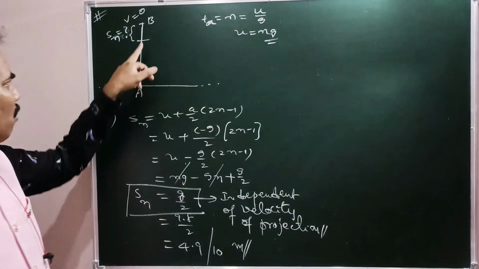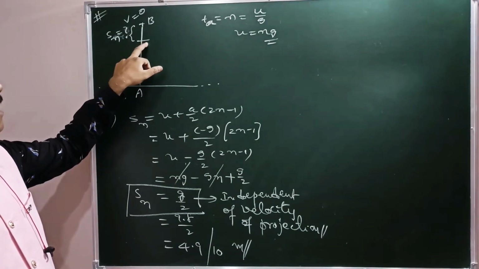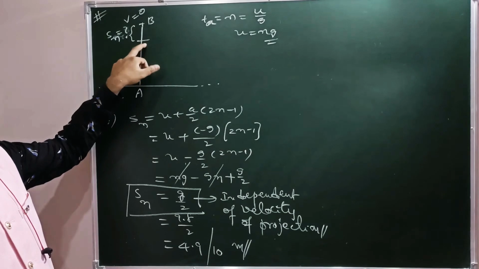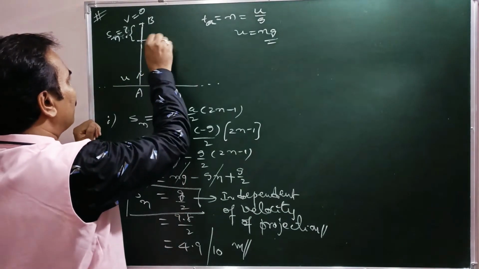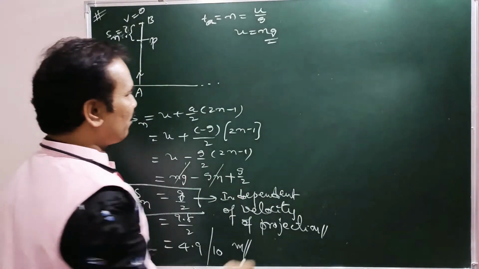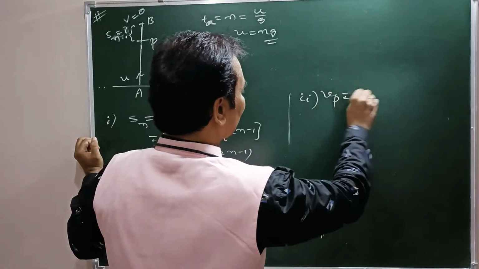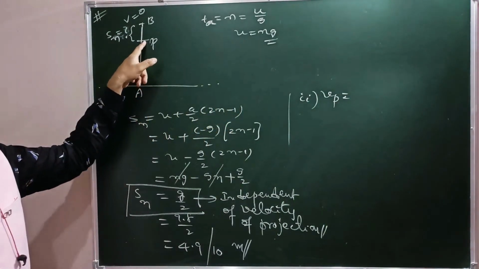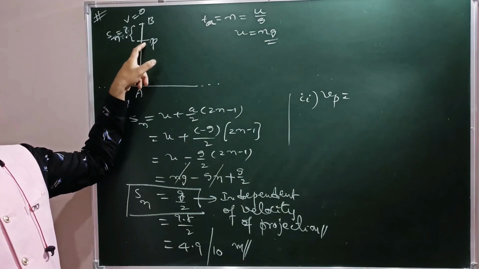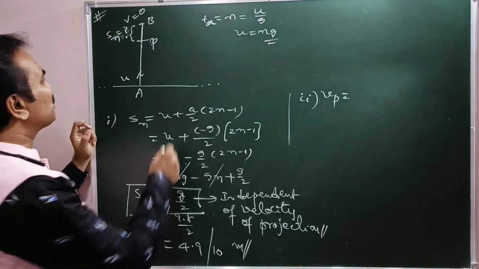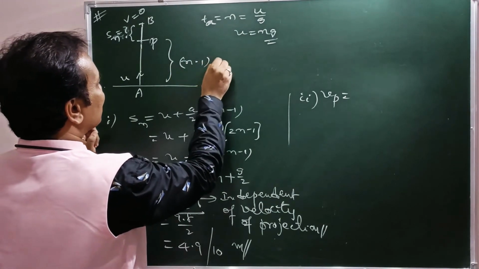Now I want to know the velocity somewhere here, 1 second before the highest point. See, this is the point. Let it be P. Now I want to know the velocity at P, Vp, number 2. What is the time taken to reach this point? That is n minus 1 seconds.